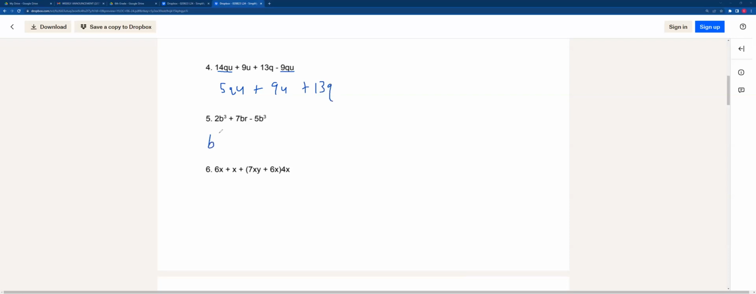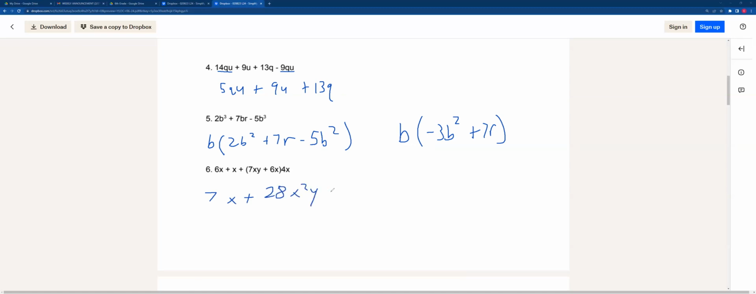This one you can take out b, so it'll be 2b squared plus 7r minus 5b squared. It'll have b times negative 3b squared plus 7r. For here, I can distribute the x, so 7x plus 28x squared y plus 24x squared. That's it.